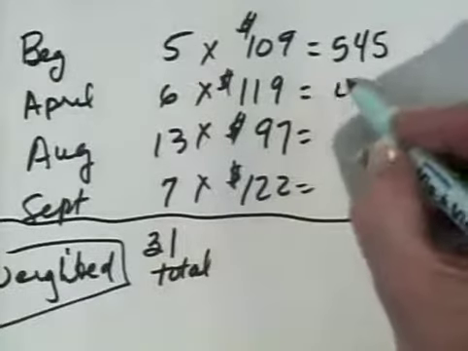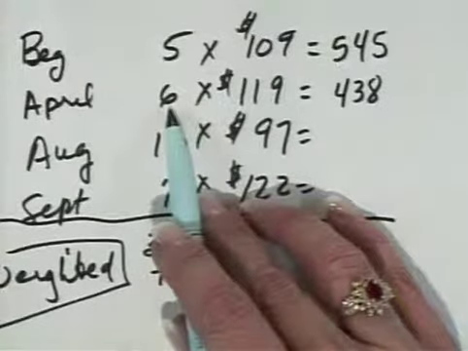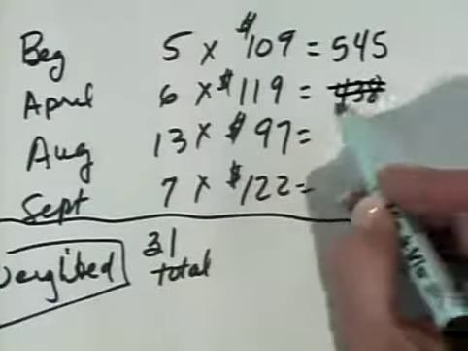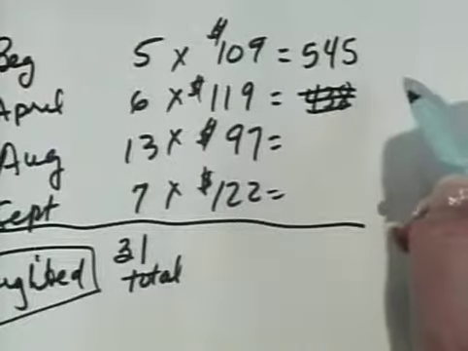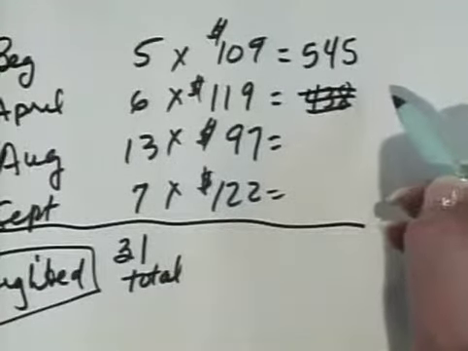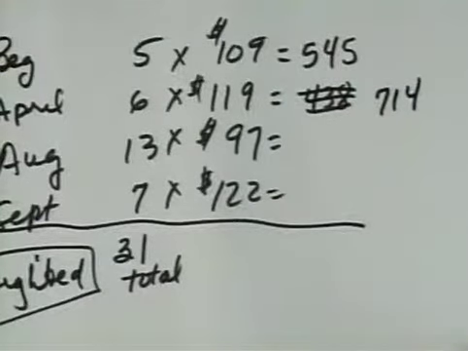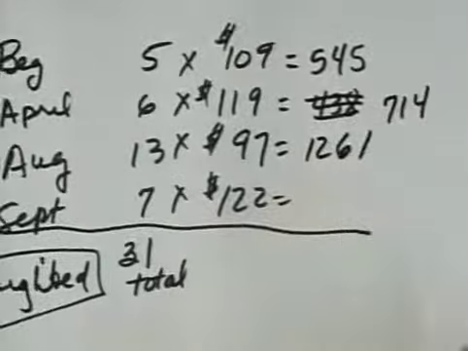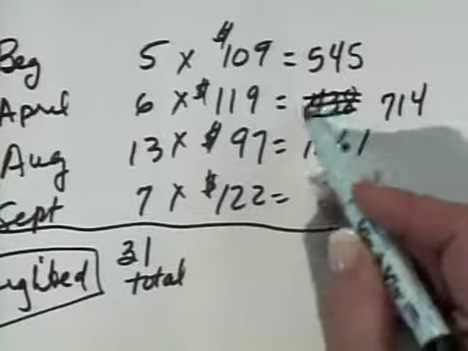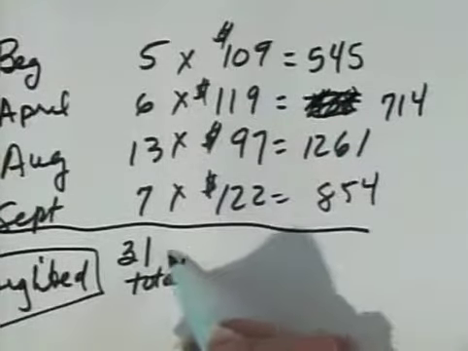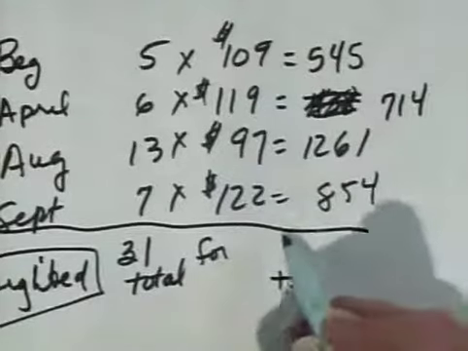I need 6 times 119. 714. Okay, 1261, 854. So I need to add those up and say, this is how much Jeff spent. 3374.